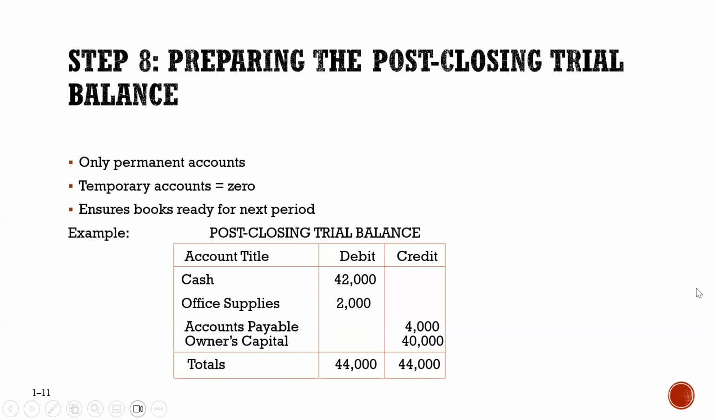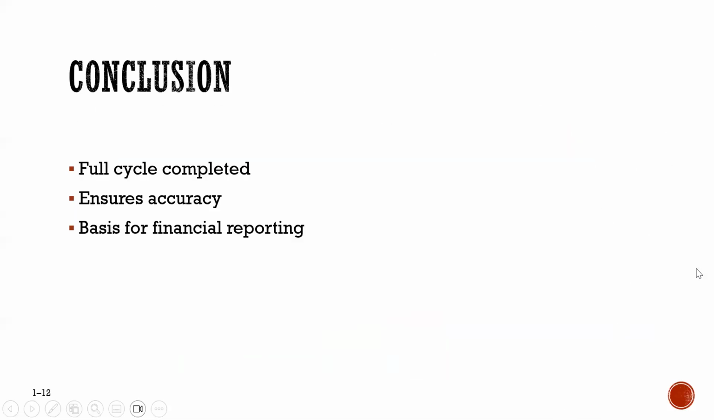And now the conclusion. We have now completed the entire accounting cycle, starting from analyzing transactions and ending with the post-closing trial balance. This cycle is a continuous process, and as soon as one period ends, the next one begins. Understanding the cycle is essential for preparing accurate and reliable financial statements. If you fully understand the logic behind these steps and practice journal entries, you will find accounting much easier and more meaningful.